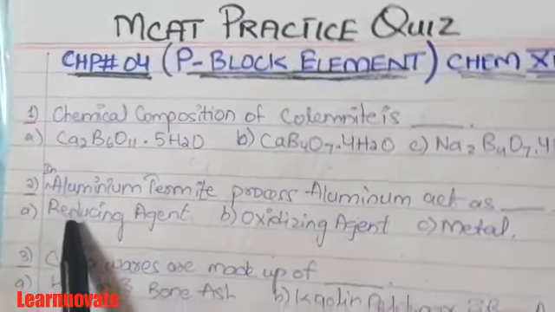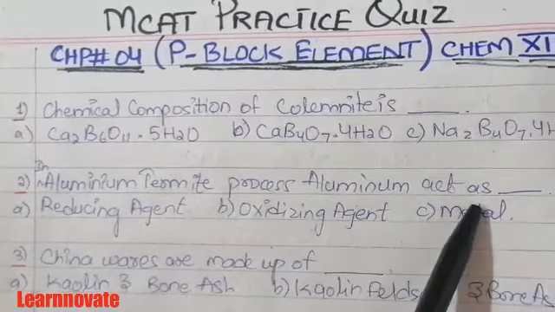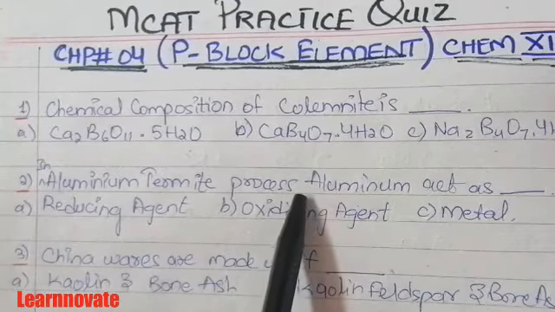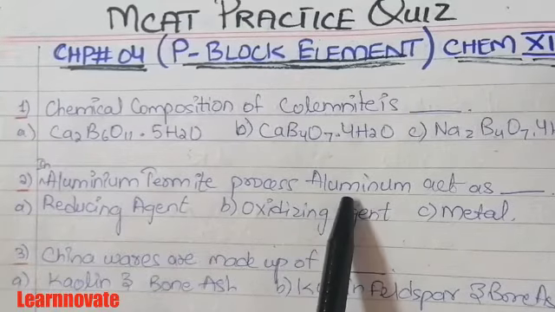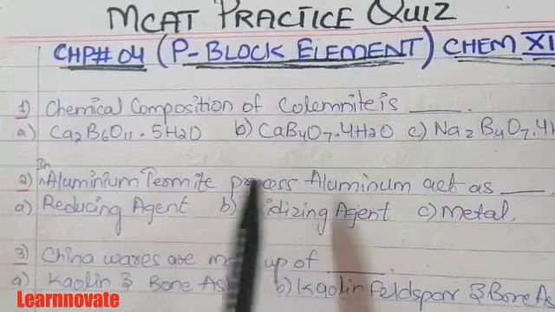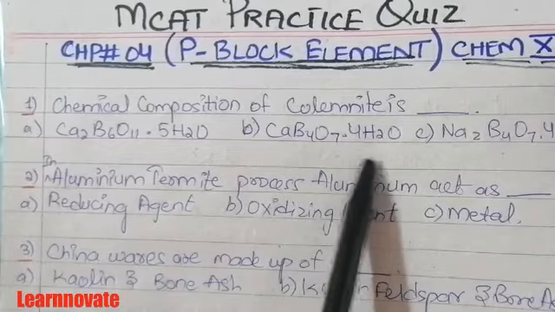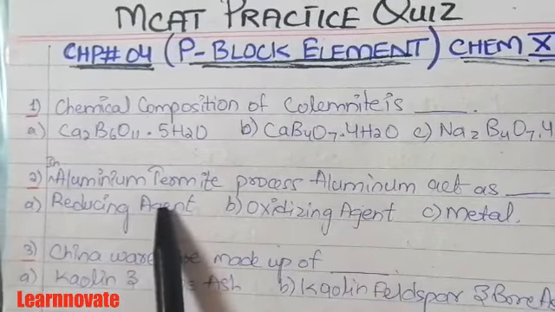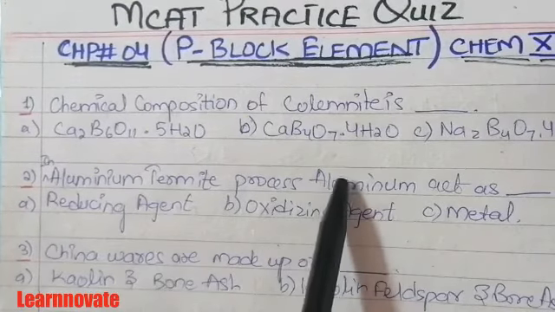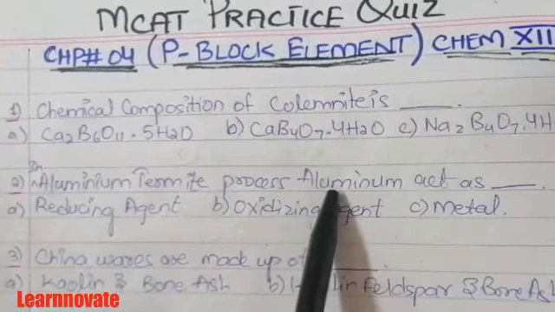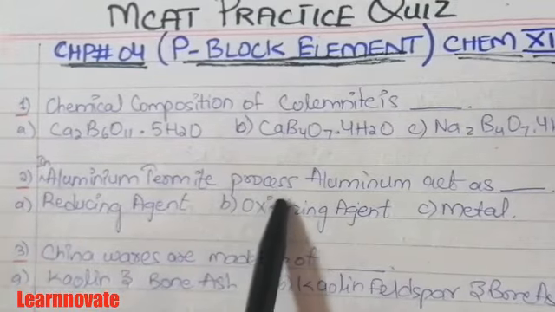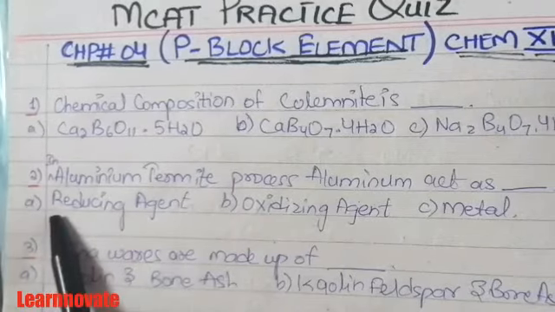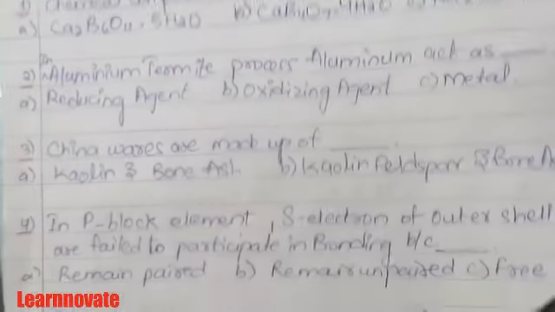Next question: in the aluminum thermite process, the aluminum acts as. I told you that you will go through the process in which the metal acts as an oxidizing or reducing agent. Aluminum loses electrons, and the loss of electrons is called oxidation. Aluminum itself gets oxidized to get the other element reduced. That's why the aluminum here acts as a reducing agent. Option A for question number 2 is correct.